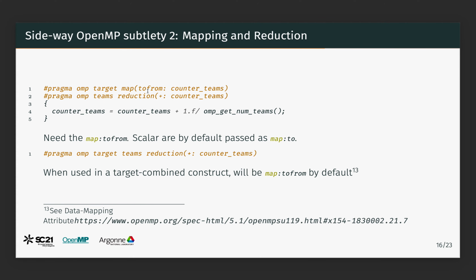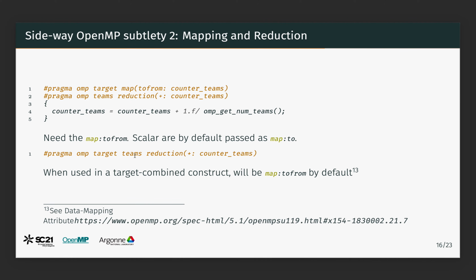In this case, if you split your target and your reduction, you will need to map the scalar. If you reduce the scalar, you will need to map your scalar as from. Because, as I saw previously in the specification, by default a scalar is passed as firstprivate, so it will not come back. But if you merge target and reduction, for example you do target teams reduction, you don't need to specify the map. Because it is on a target clause and a reduction clause at the same time, on a combined construct of target and reduction, it will be mapped as to from. So you can simplify your code using this kind of trick.